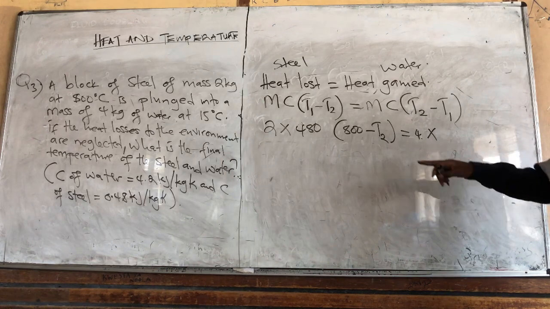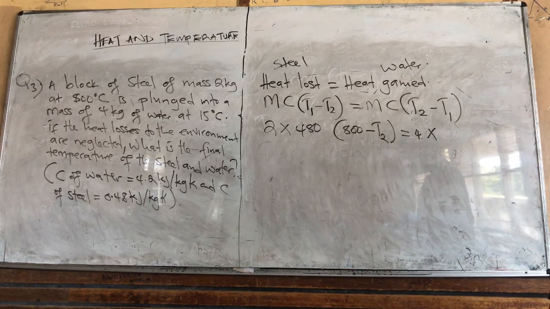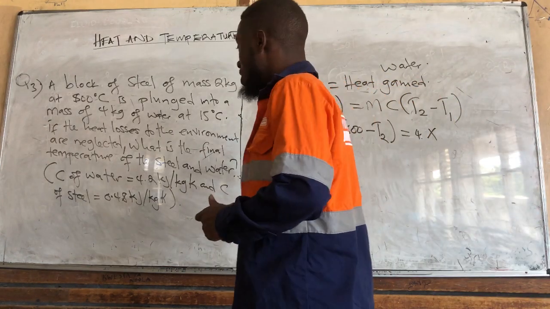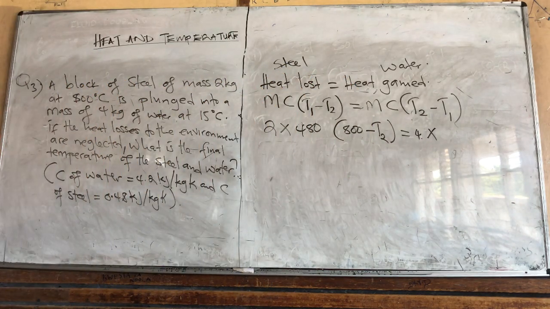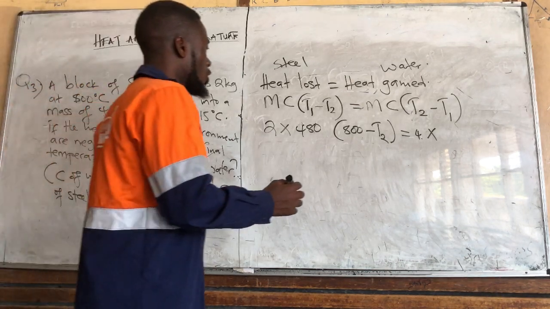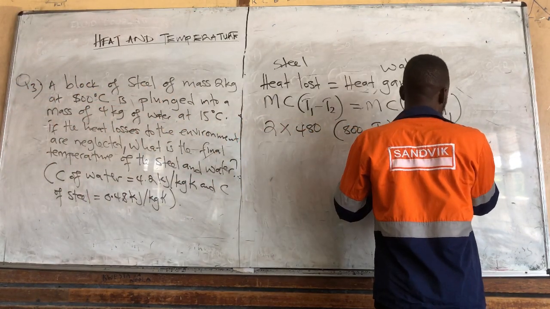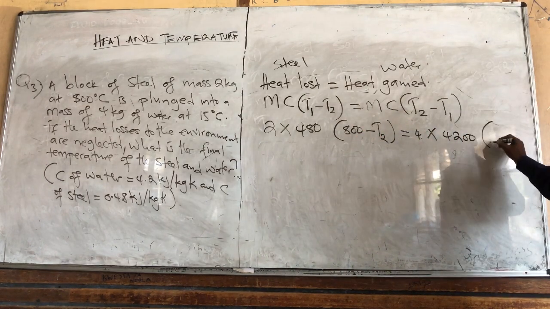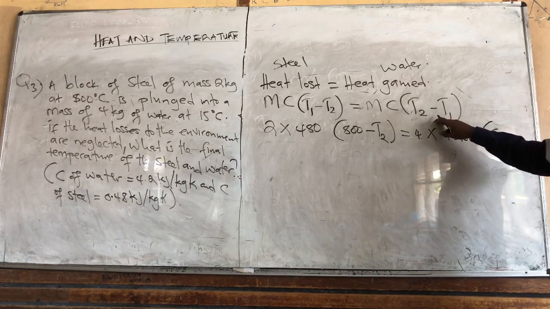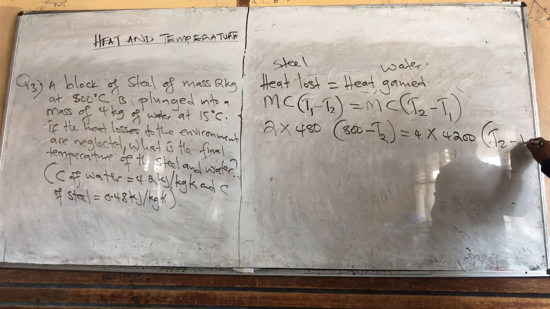Okay, so what's the answer there? 4.2 times 1,000 is 4,200. So 4,200 here, then multiplied by T2, which we don't know, minus T1 of this, which is 15.